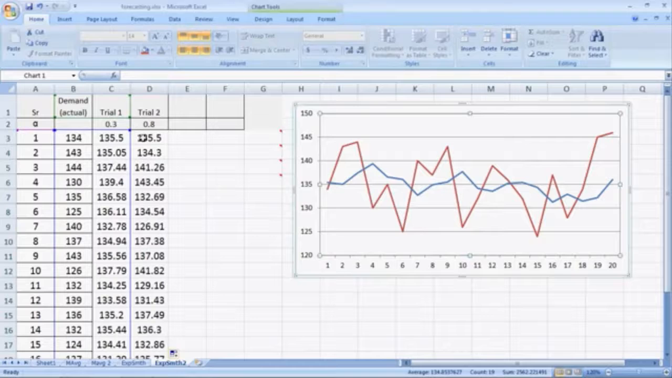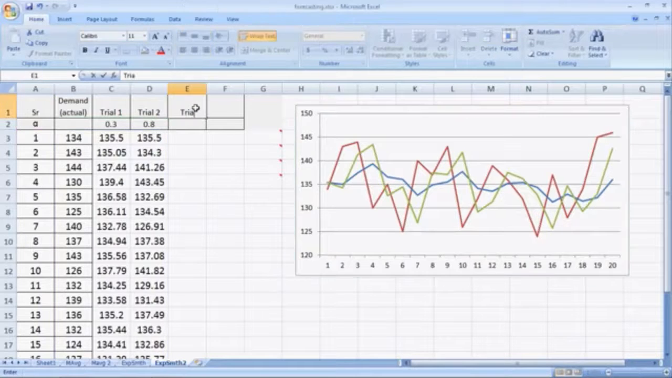Now let me include this forecast with alpha as 0.8. What you see in the green line is that it's more sensitive, it's varying. The variation is more than the blue line. So as alpha has increased, the ability to smoothen out the demand goes down. Let's understand this with two extreme values.